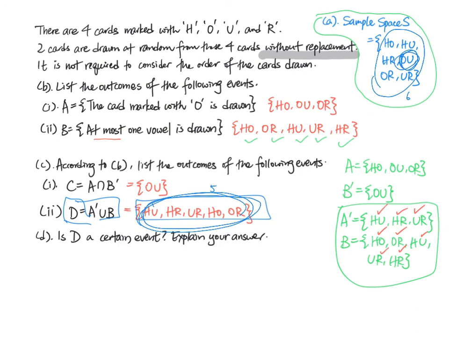So in other words, because D is not the sample space, the universe, they are not the same. Therefore, D is not a certain event.